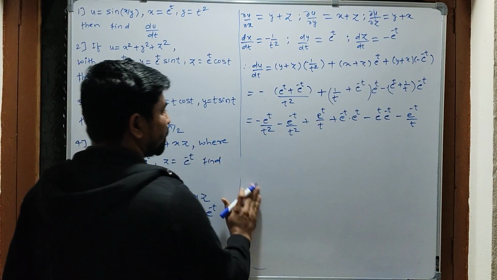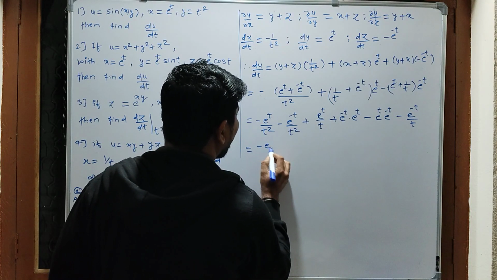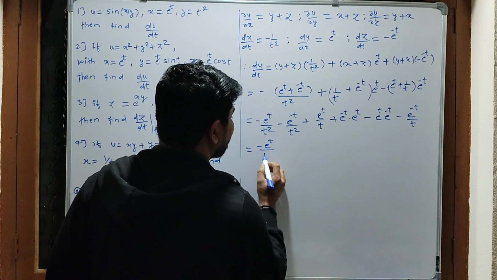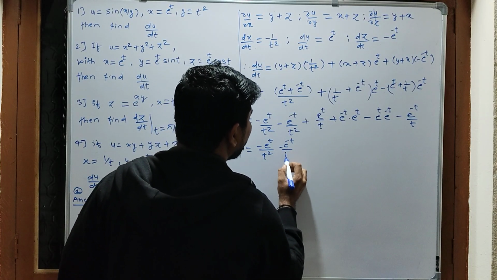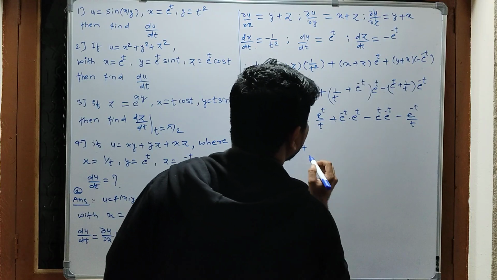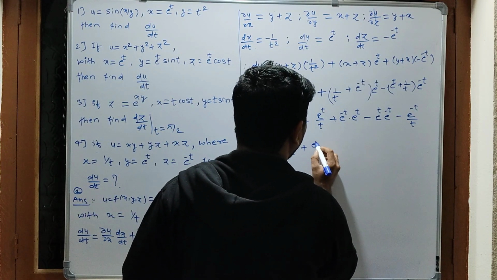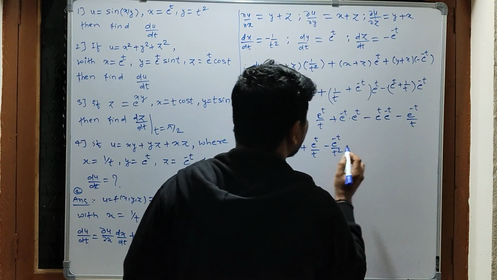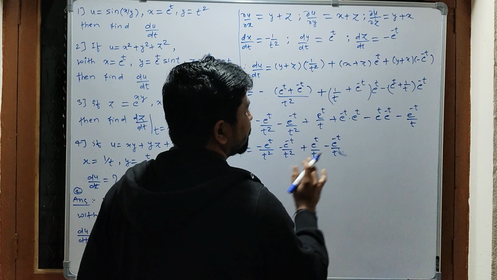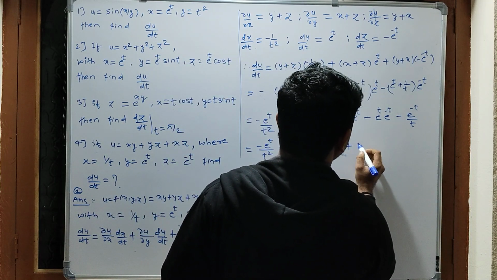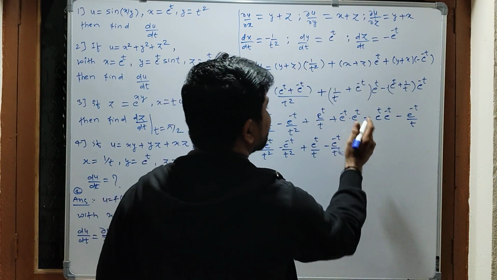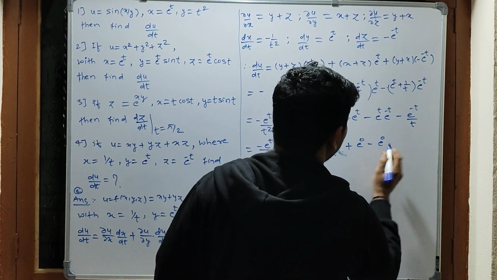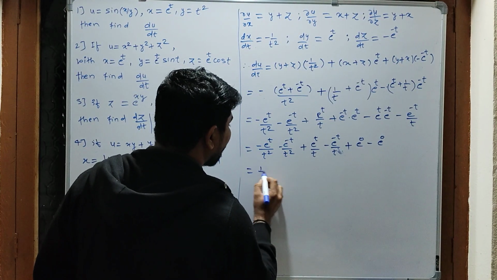So here, just adjustment, which is equal to e to the power t by t square, minus e to the power minus t by t square, plus e to the power t by t minus e to the power minus t by t. Now just observe one thing: e to the power minus t plus t, so this is 0.